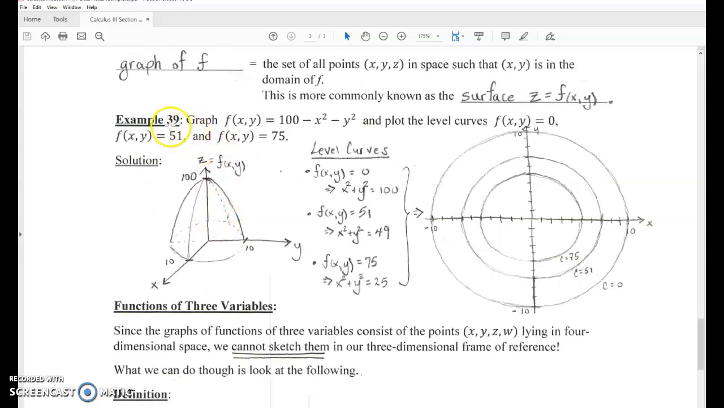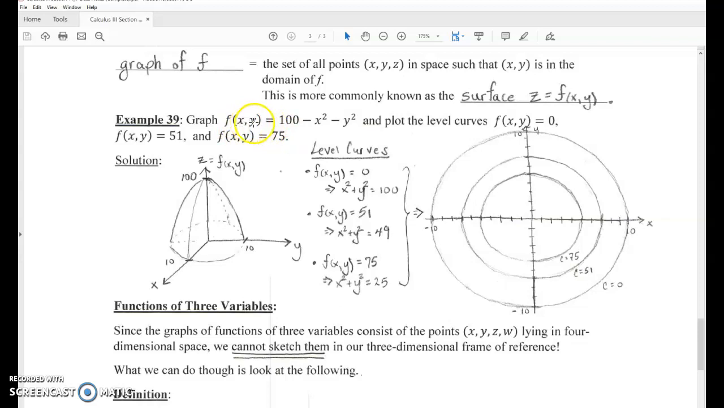So for example 39, let's say we want to graph f of x, y equals 100 minus x squared minus y squared, and then plot the level curves f of x, y equals the constant 0, f of x, y equals the constant 51, and f of x, y equals the constant 75. Okay, so what does that mean?